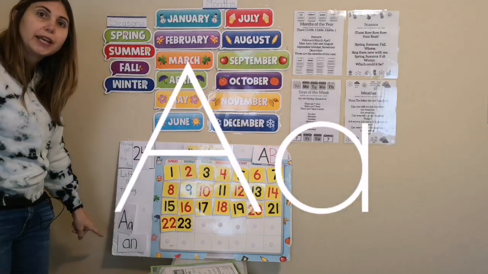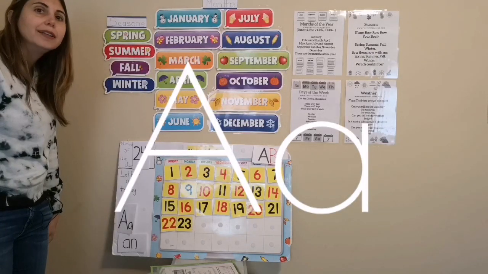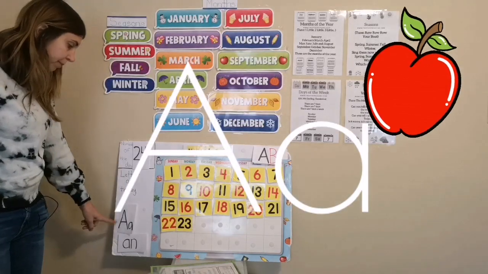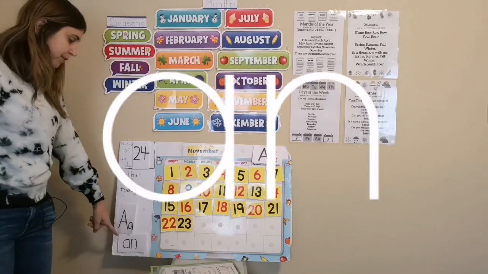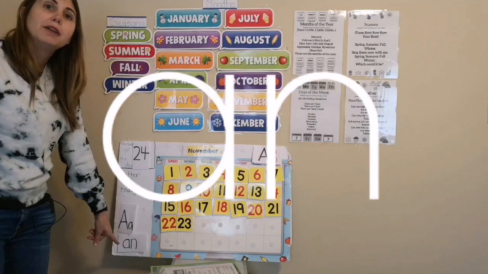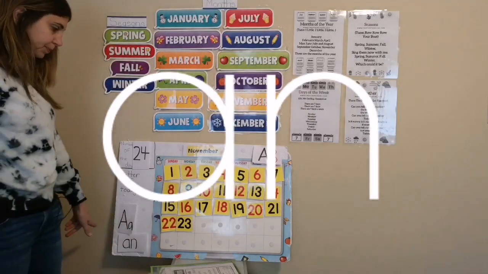And our letter of today is A. And A says like apple. And our word family of today is an, which means words like can, pan, man, fan. They all have an at the end.